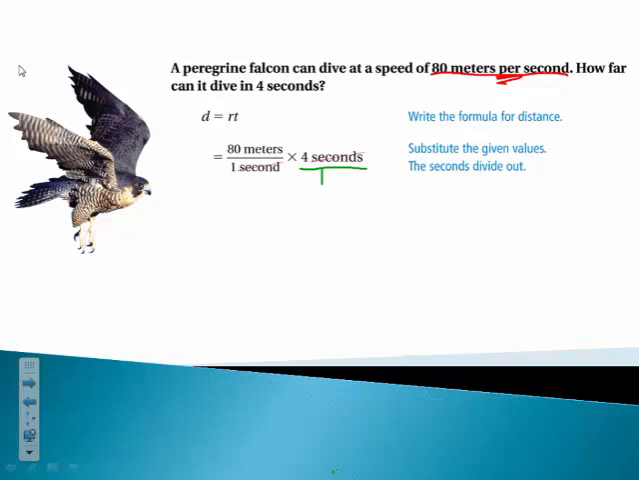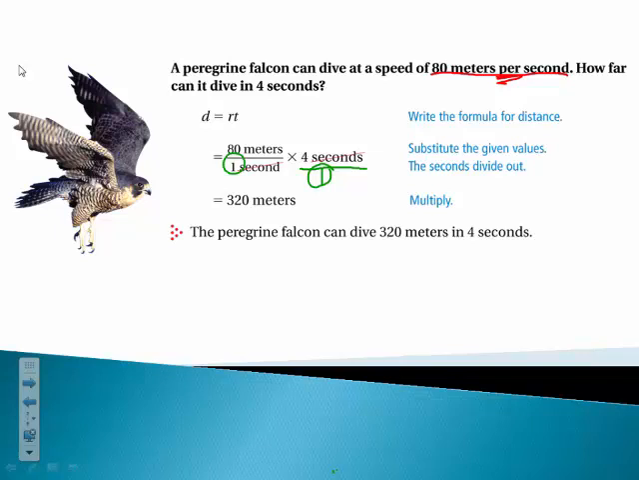So 80 meters over 1 second times 4 seconds over 1, we cancel out the seconds, and then we just multiply. You end up getting 320 meters all over 1 if you truly multiplied the numerators and the denominators, which is 1 and 1. But anything over 1 is just itself. So the 1 on the bottom isn't really necessary, and we can just leave it 320 meters. Okay? So 320 meters is our distance because we multiplied our rate times our time.